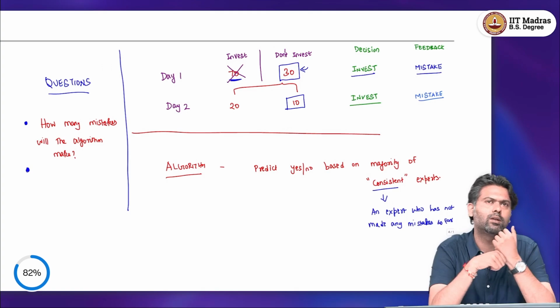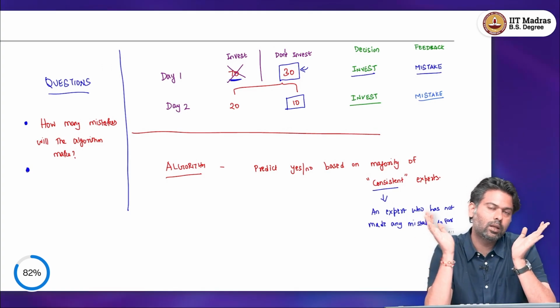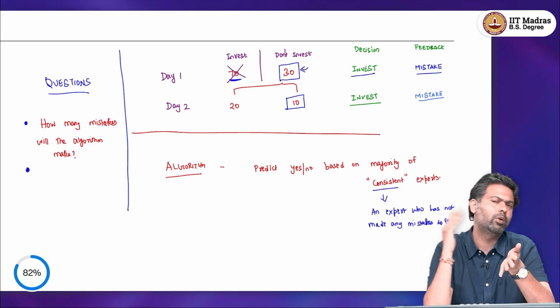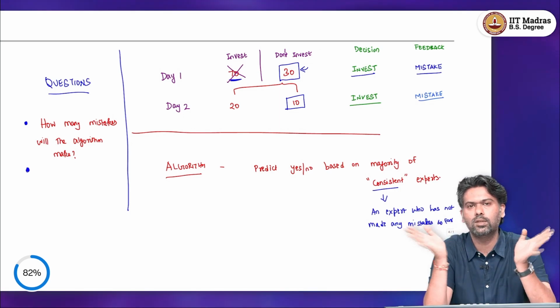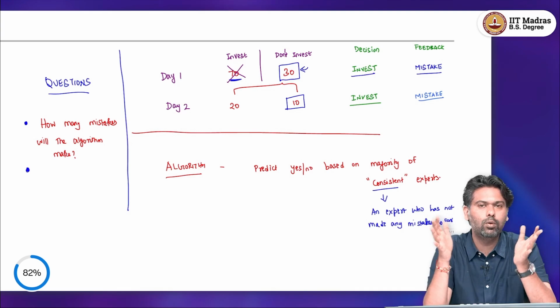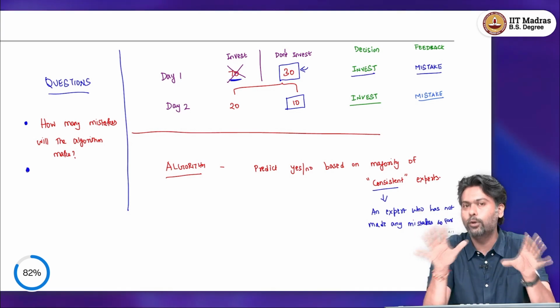So am I going to make, let's say, 1000 mistakes? Am I going to make 100 mistakes? Am I going to make 99 mistakes? Or am I going to make just 4 or 5 mistakes or 6 or 7 mistakes? I don't know the answer to this, or rather I am not going to tell you the answer to this now.